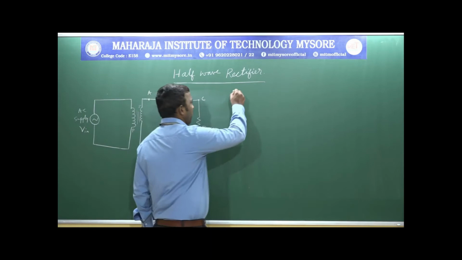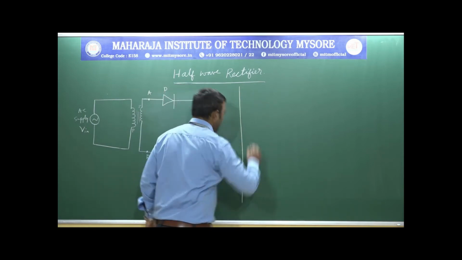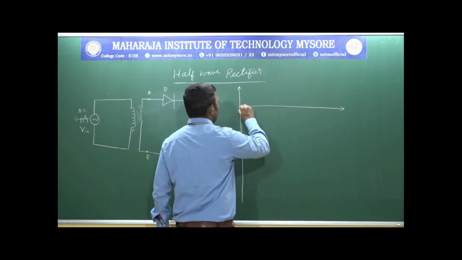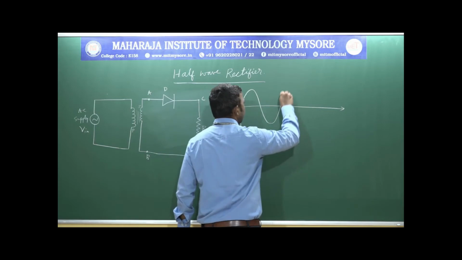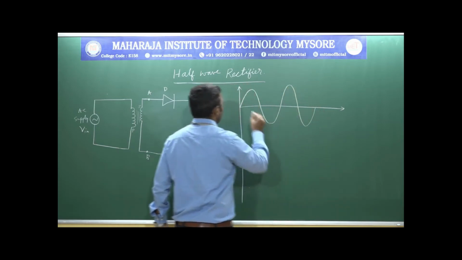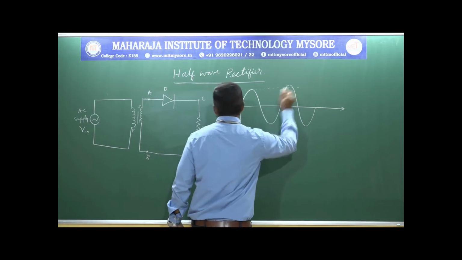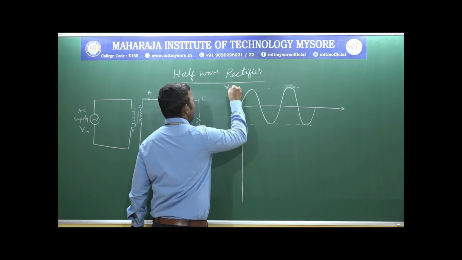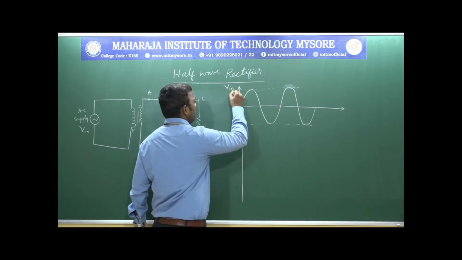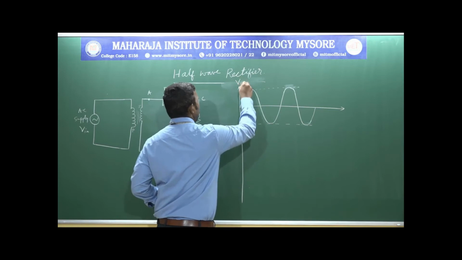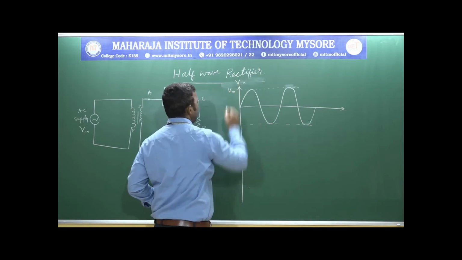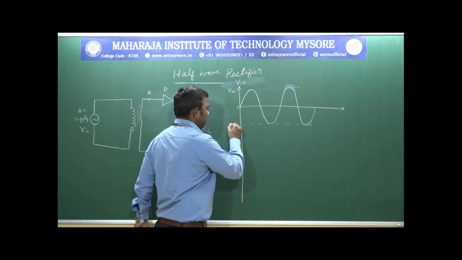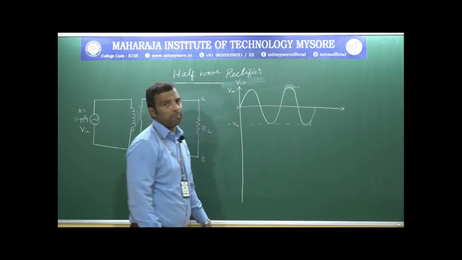So, we will go for the waveform. The input applied is AC. This is the AC input voltage, which we will call V in. The maximum voltage is Vm. It is positive above the axis 0 and negative below the axis, which I will consider as minus Vm.